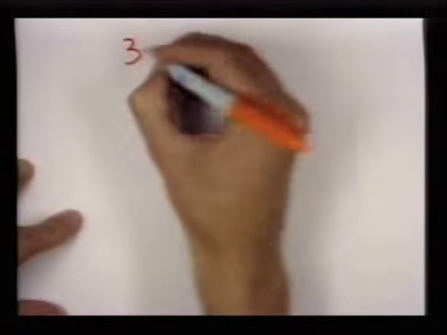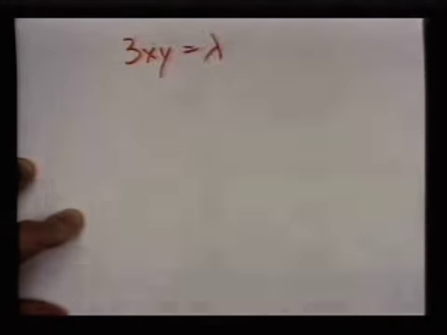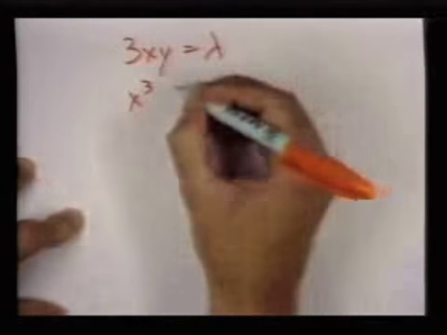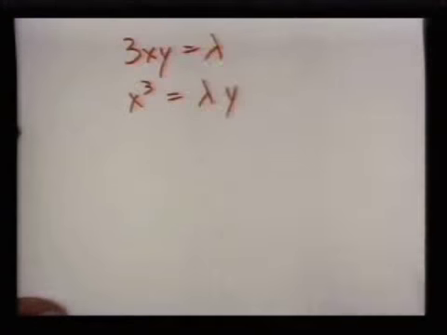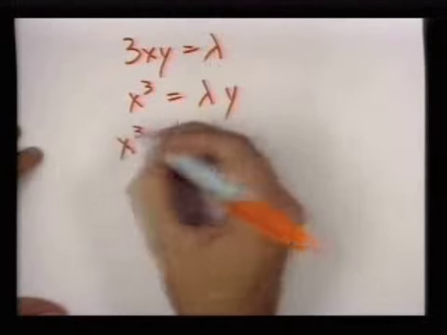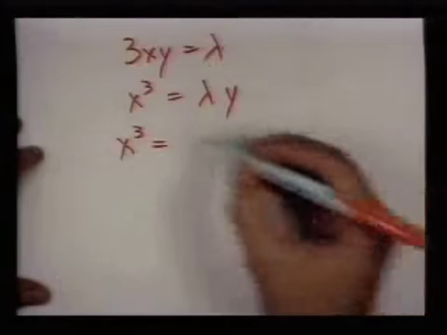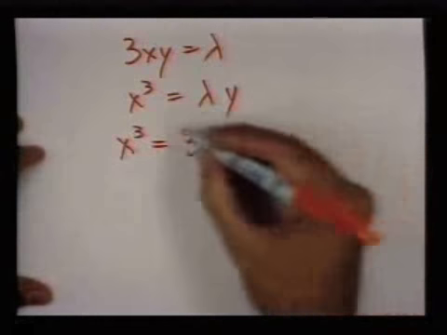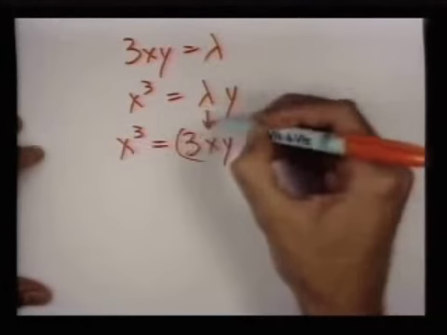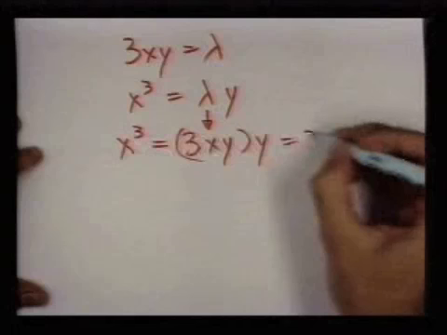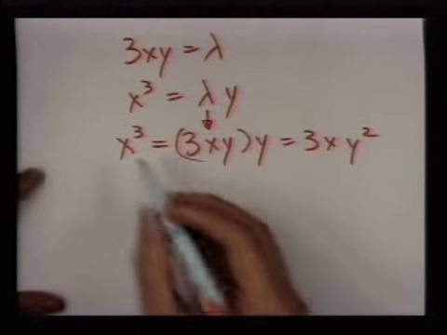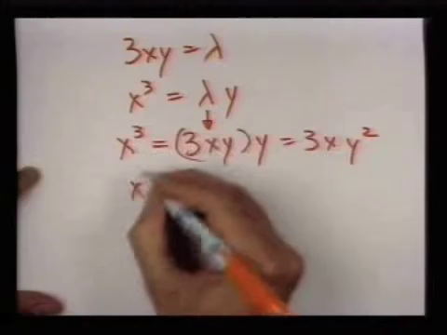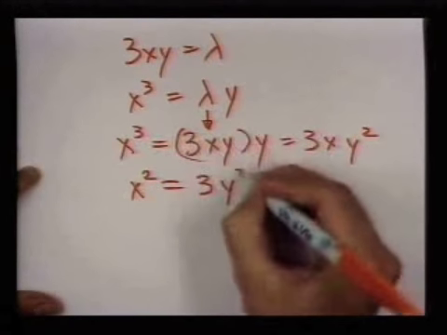Let me write this separately. So the equation I have now is 3xy equals lambda and x cubed equals lambda times y. And now just inserting this expression for lambda into here, I get x cubed equals 3xy times y. I'll go ahead and cancel x again because it's not 0. So if I cancel an x here and an x here, I get x squared equals 3y squared.